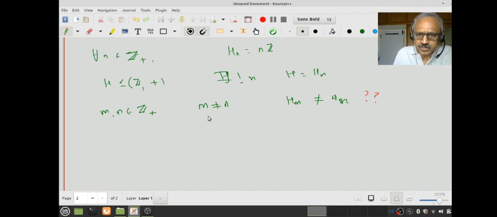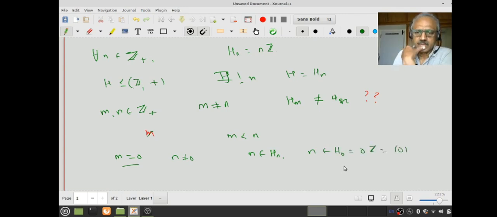Now let us assume, since m is not equal to n, one must be strictly less than the other. So let me assume m is strictly less than n. Suppose m equals 0, then n is not equal to 0. Therefore n belongs to Hn, but n is not in H0, which is 0 times Z, which is 0. Do you follow that? This is not here.